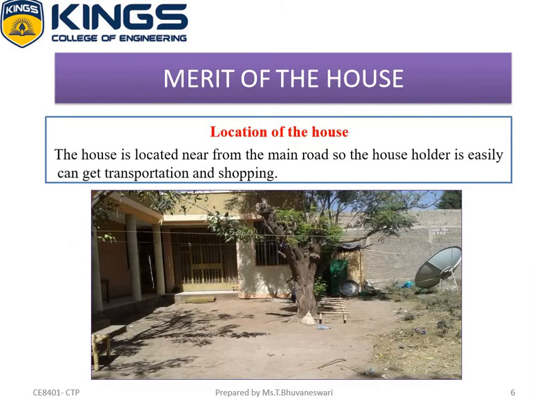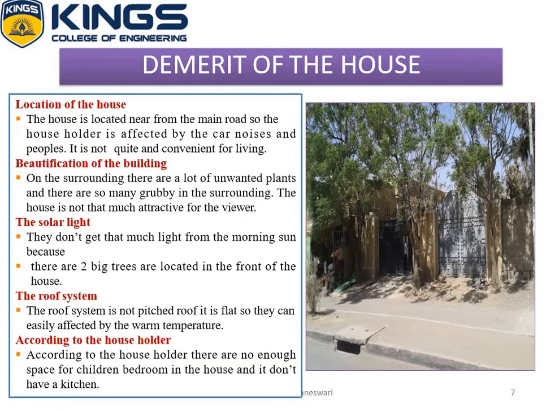Location of house. The house is located near the main road, so the householder can easily get transportation and shopping. It is the main merit of this house. Let me see what the demerits of the house are. The location is also a demerit because, being near the main road, the householder is affected by car noises and people. It is not quiet and convenient for living.